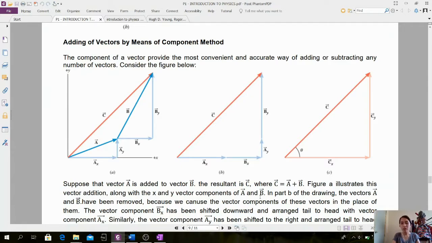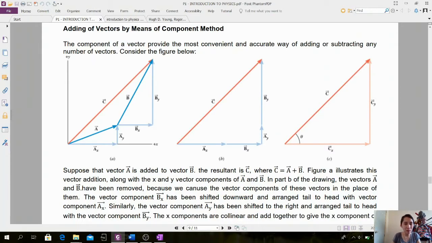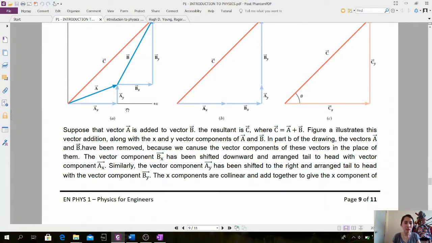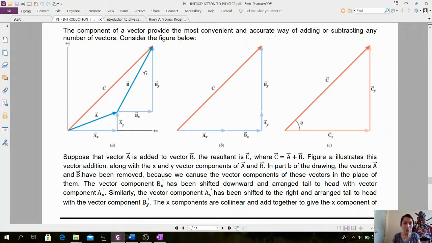Another method which we can also use is adding vectors by means of the component method. This simply means that we have to get the components of each vector and add those components. For the x component of the resultant vector C here, we will just have to add the x component of vector A and the x component of vector B.